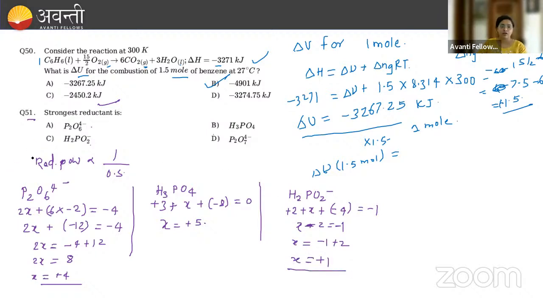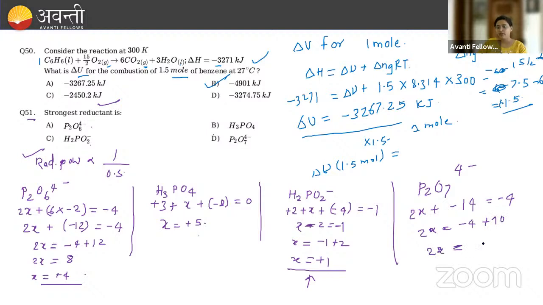And our relation for reducing power is what? The oxidation state should be small. So this is small, right? Here plus 5, here plus 4, and we are getting here plus 1. So let's try the last one, and then we will finally find the answer. P2O7 4 minus. Here 2P means we don't know the P oxidation state. For oxygen, it is minus 2 into 7, that is minus 14, equal to minus 4. So 2x is equal to minus 4 plus 10, so 2x is equal to plus 6, that is x is equal to 6 by 2, that is 3.